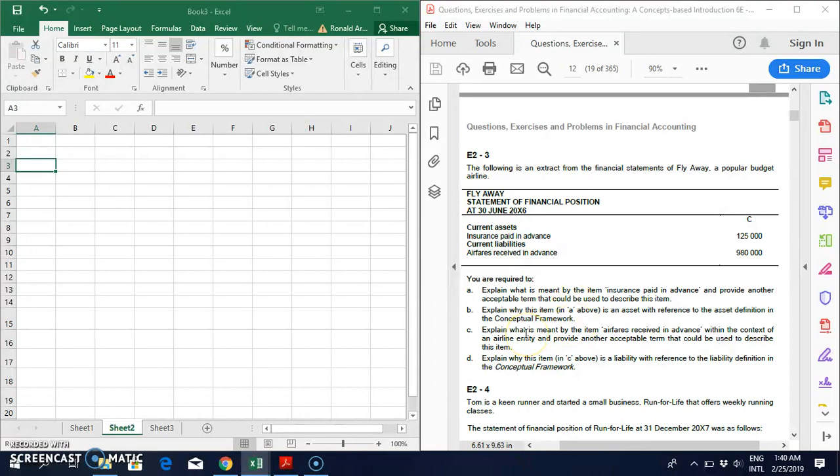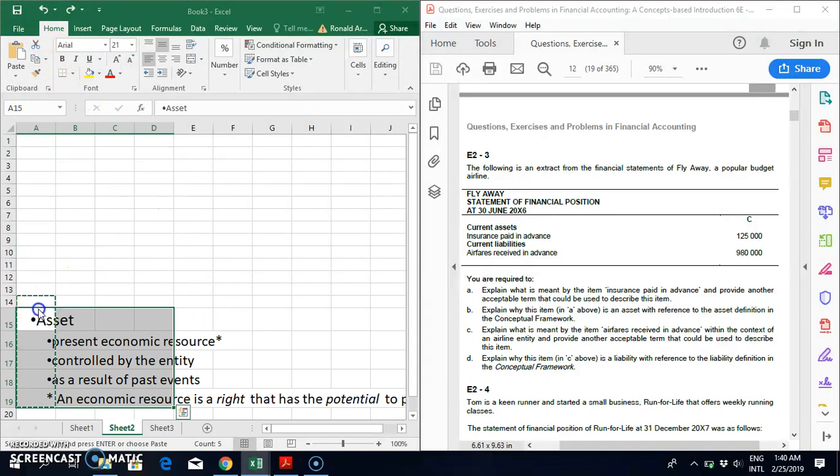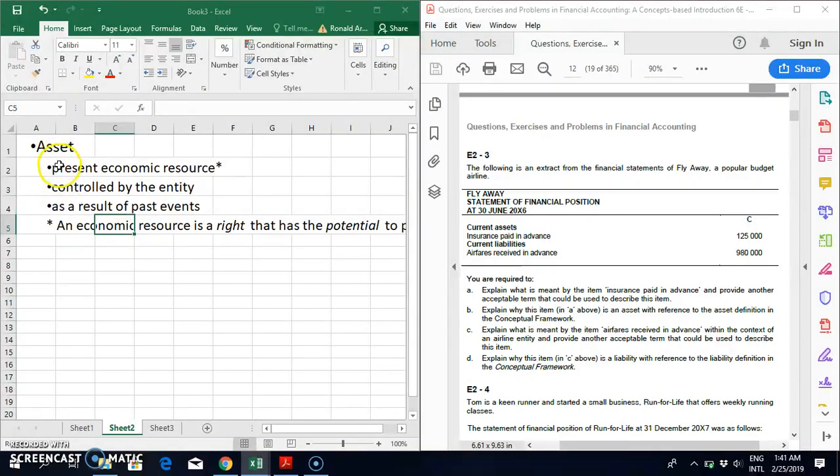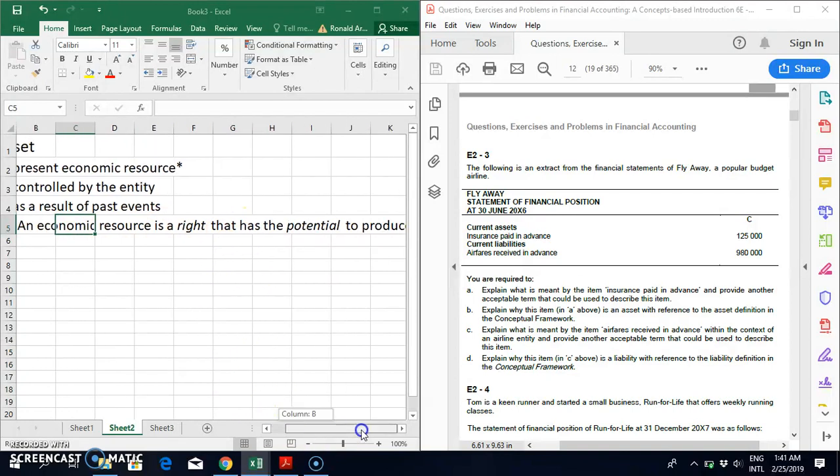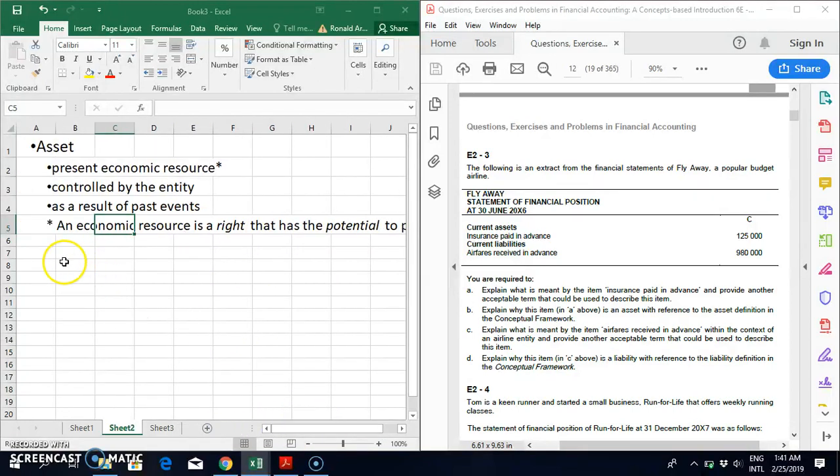Then it says explain why the item above is an asset with reference to the asset definition of the business. The definition of an asset is given here, and this definition is of course important. We did this in week 2. It says an asset is a present economic resource controlled by the entity as a result of past events. An economic resource is a right that has the potential to produce economic benefits.